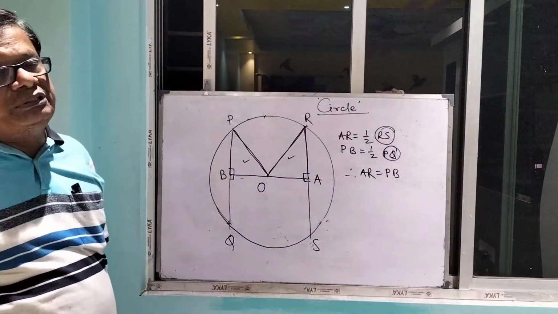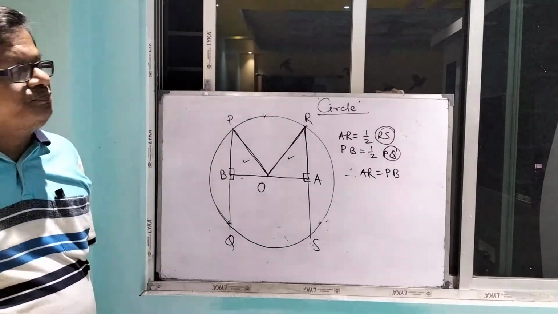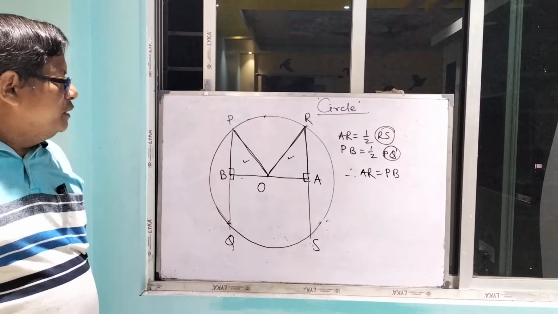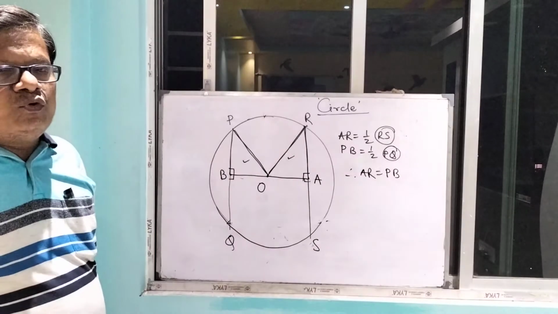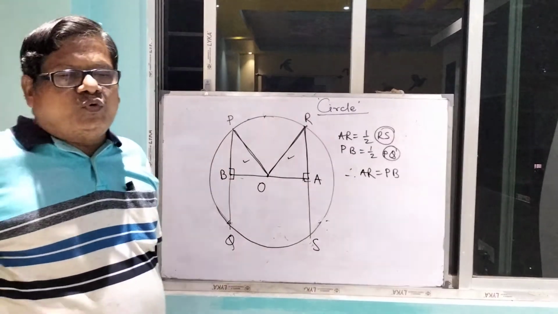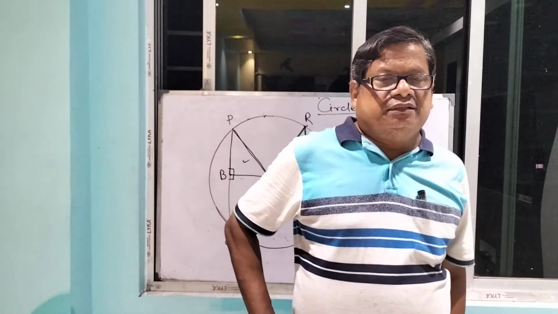And its converse is also there. The converse theorem: if two chords are equidistant from the center, then they are equal.